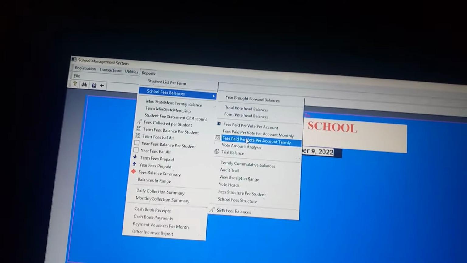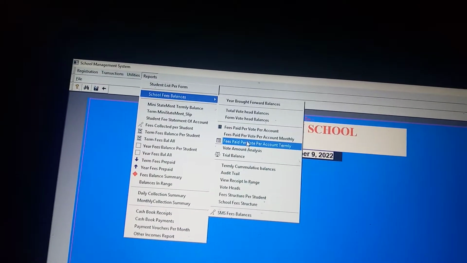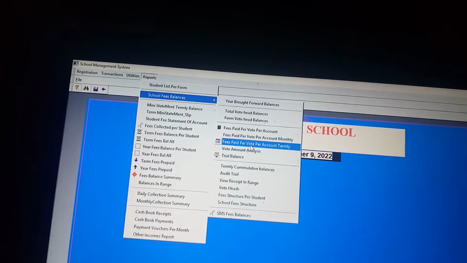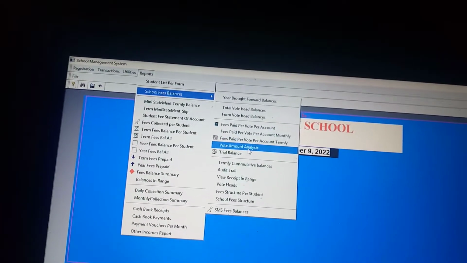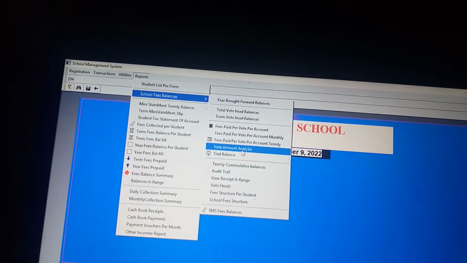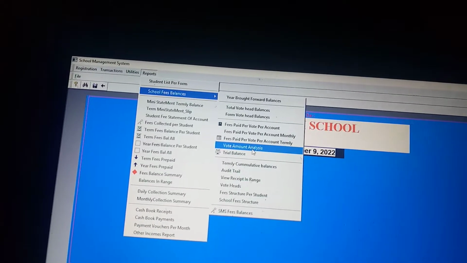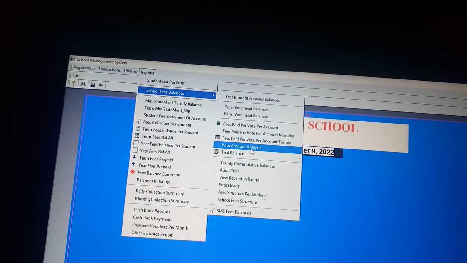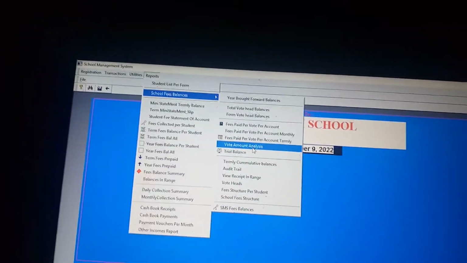We can also see fees paid per vote per account termly, so that when we are switching the terms, we know we have an excess of this much in this vote, so that we are able to plan. We can see vote amount analysis.